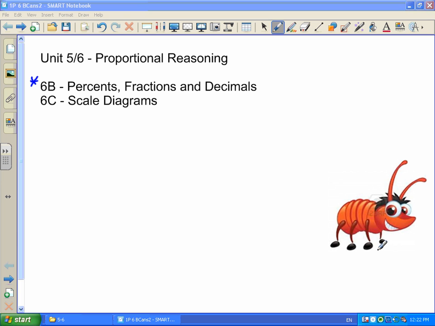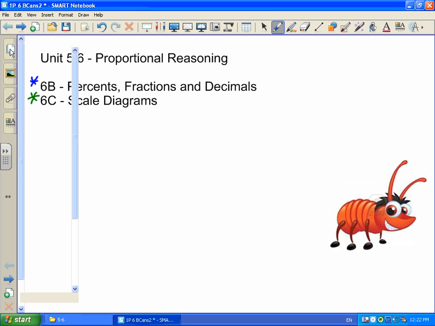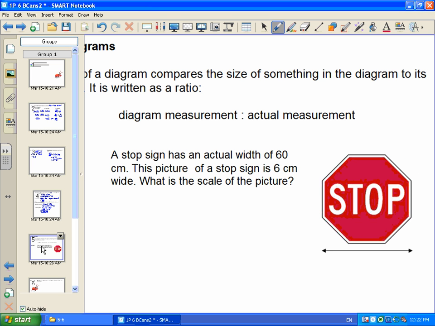So we're still working on Unit 5-6 here, proportional reasoning. In the last lesson, we talked about percents, fractions, and decimals. So this lesson is going to focus on the last bit of material in this learning guide. We're going to look at some stuff out of 6C here, scale diagrams. So let's just jump to these couple of questions that we have here.